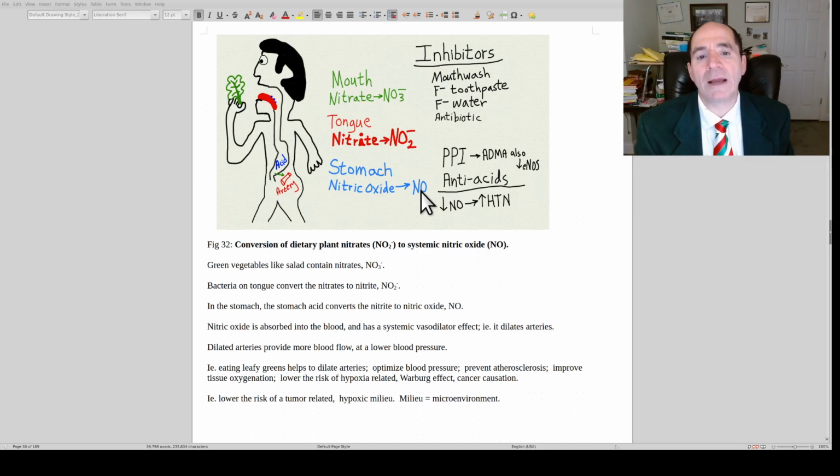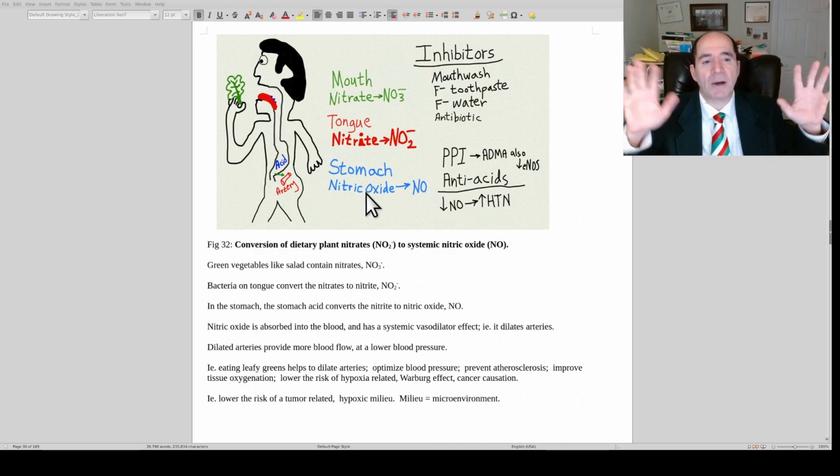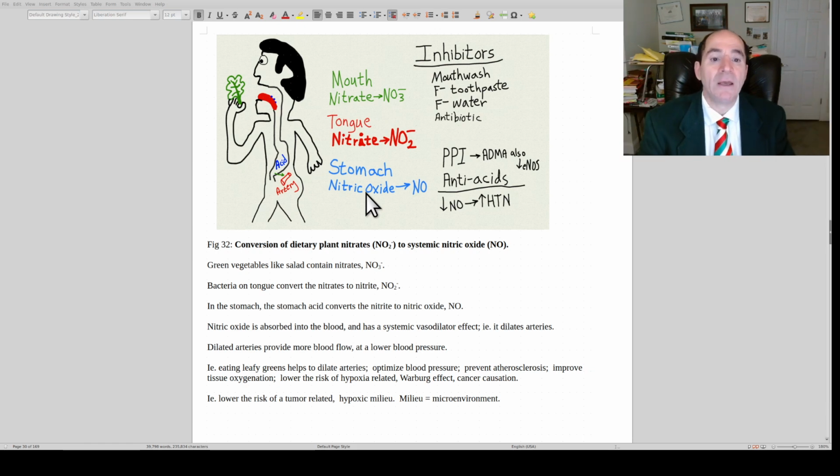NO, all right? So what's also relevant about this is you don't want to be using toothpaste or mouthwash with fluoride in it because those will kill the bacteria on the tongue, and then you won't make this conversion, and you'll get less of this nitric oxide. The nitric oxide is a vasodilator. It goes throughout the entire body. Systemic means throughout the entire body. And it vasodilates the arteries, and it lowers the blood pressure.